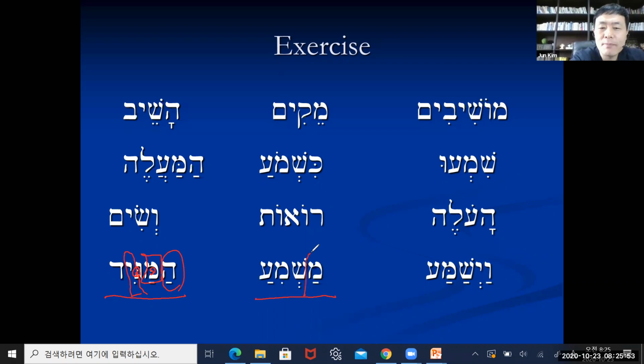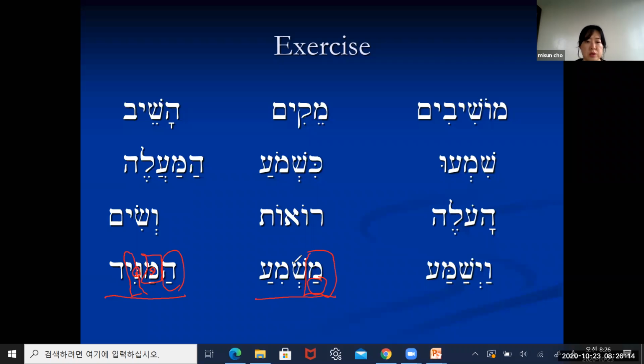We have mem. It's good. We know for sure this one should be participle form. And the question is, why do we have a pata? And what does this indicate? Pata. Hifil. Still participle.